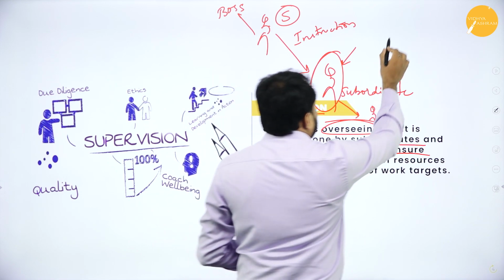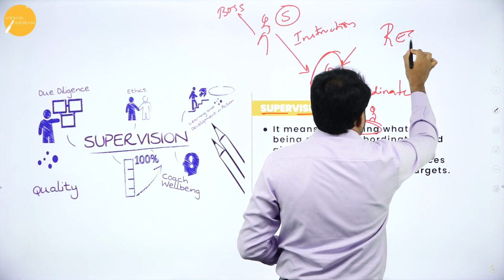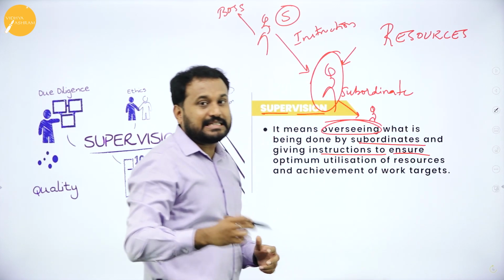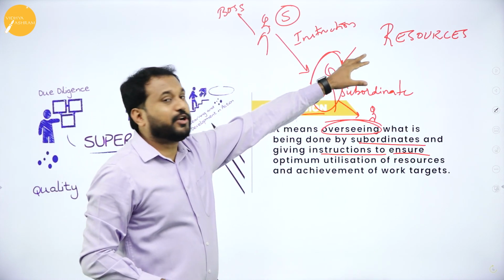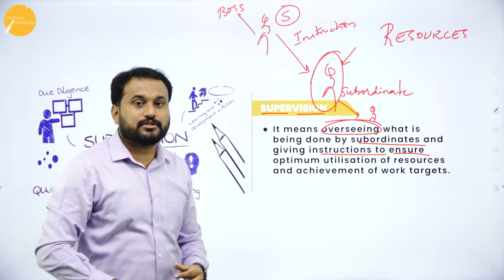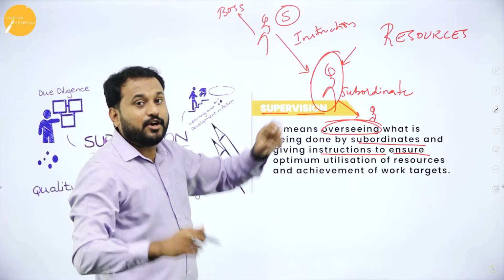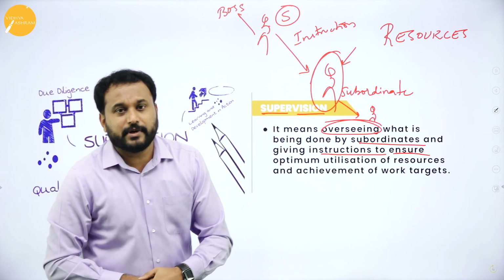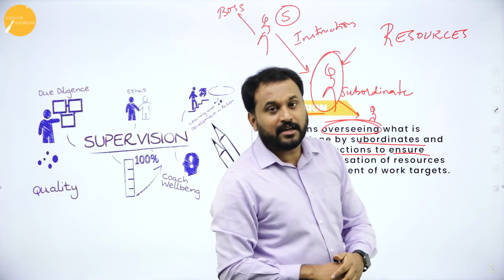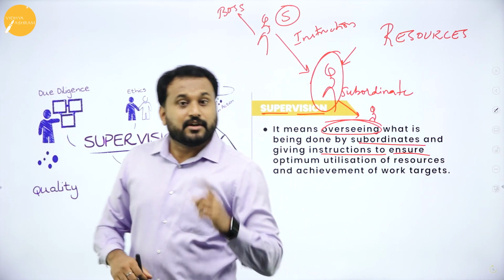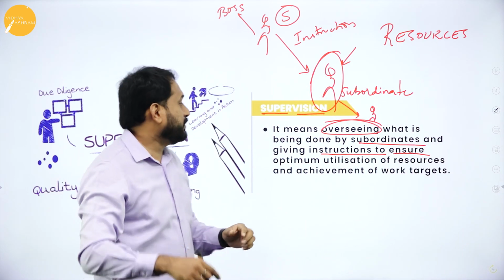See, the resources are here. You have resources. Now the resources are scarce. See, now you are supposed to optimally utilize the resources. That's why the supervisor is always there to check whether you are doing your work properly or not, and whether you are supposed to get on-the-job training or not. That is why the supervisor will be there to go with supervision.